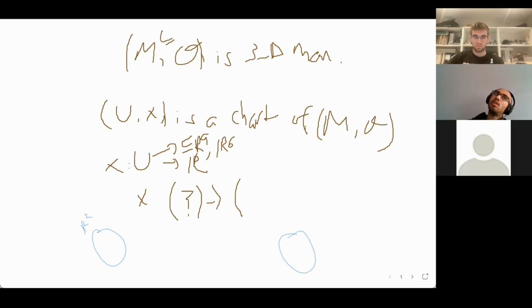Hold that for a second. But these open sets, they won't have an extra coordinate, or no? They will still.